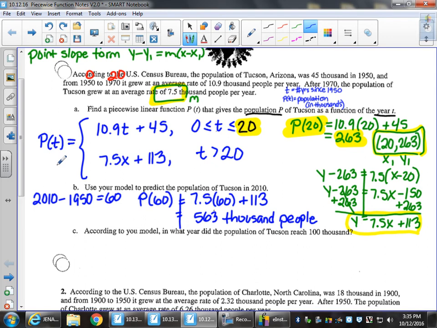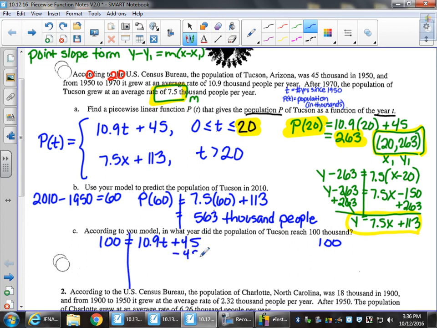And in class, we had a great conversation. 100,000 we're going to look at as 100 because population is defined in thousands, so we'll see that as 100. In class, someone picked up that on our second piece here, the initial value is 113. 100 is less than 113, which means I must be in this first piece. That is how we know to set 100 equal to 10.9t plus 45.